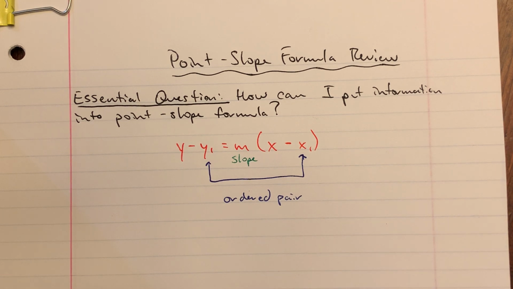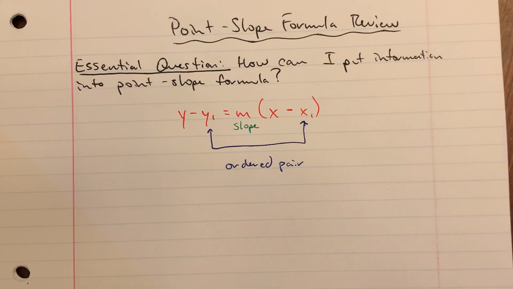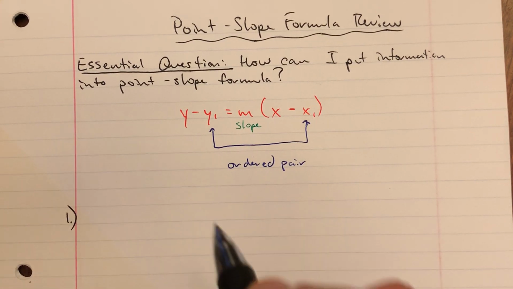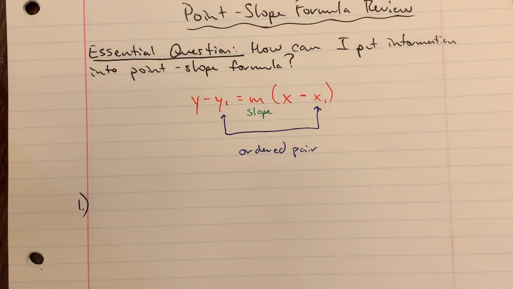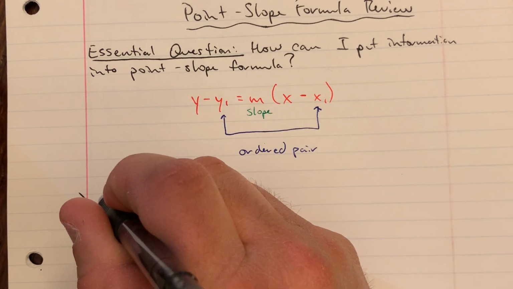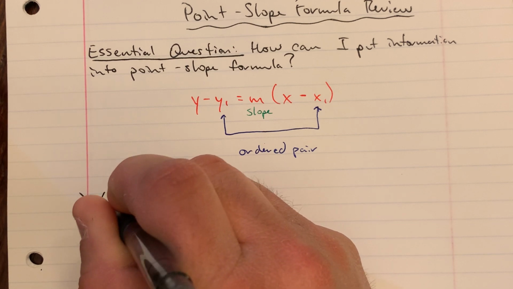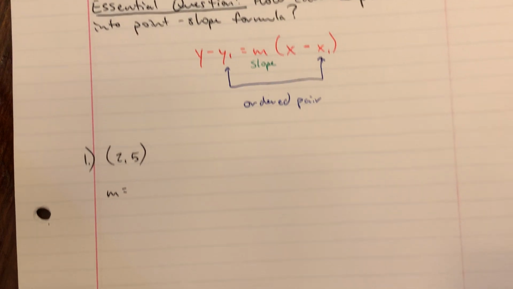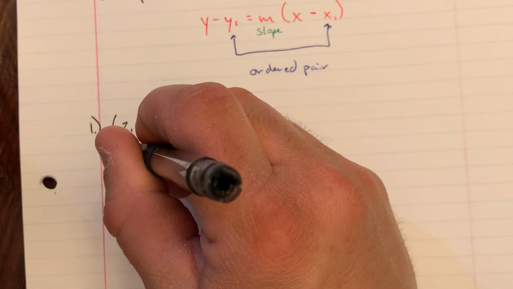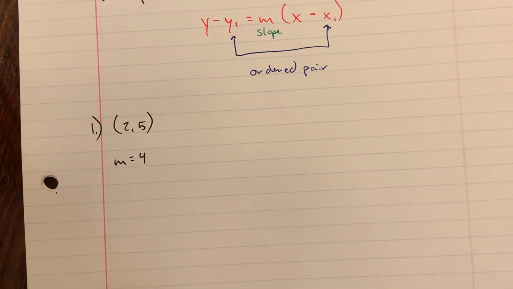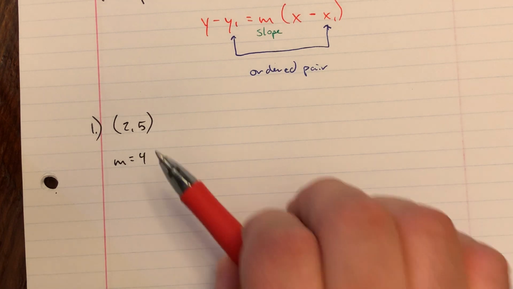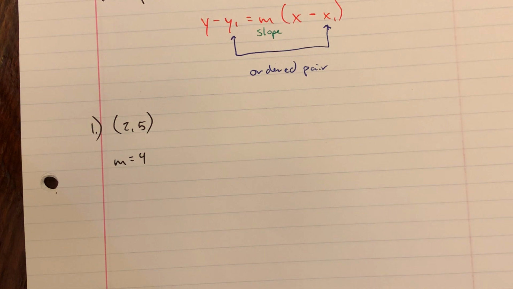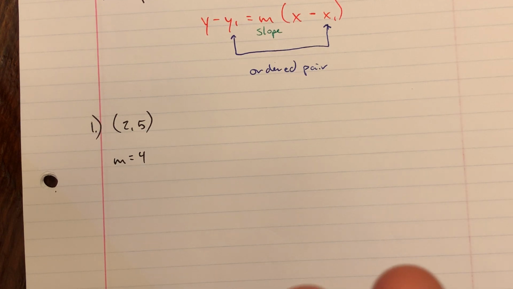All right, so what I'm going to do here is give us an example. I'm going to give us an ordered pair. Make it nice and simple, 2, 5, and we have a slope of, I don't know, 4. Nice and simple to start with. So we're going to take this information and plug it into our formula.